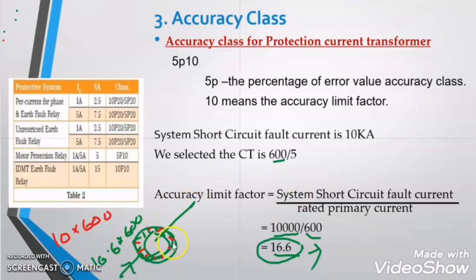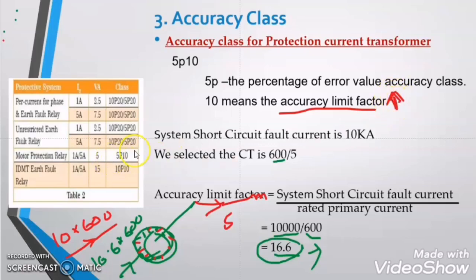Then what will happen? The CT core will saturate. Then the secondary current will not change as the core of the CT gets saturated, even though there is a high current flowing through the primary conductor. Then it will not give a signal to the relay, and the relay will not give a command to the tripping circuit to break the circuit.